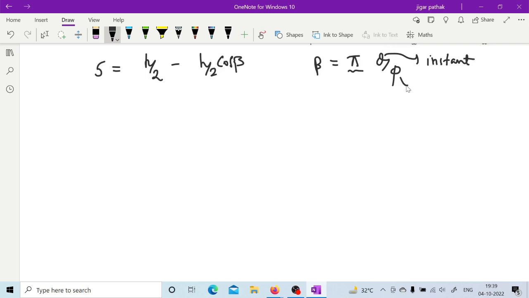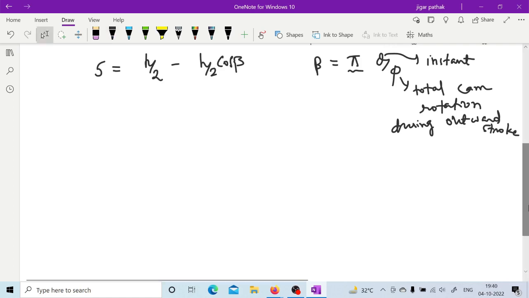And phi is the total cam rotation during outward stroke, right? So this is how you will be able to calculate the angle beta. At different points of time you will find different beta, right? So this beta can also be represented as pi theta by phi.